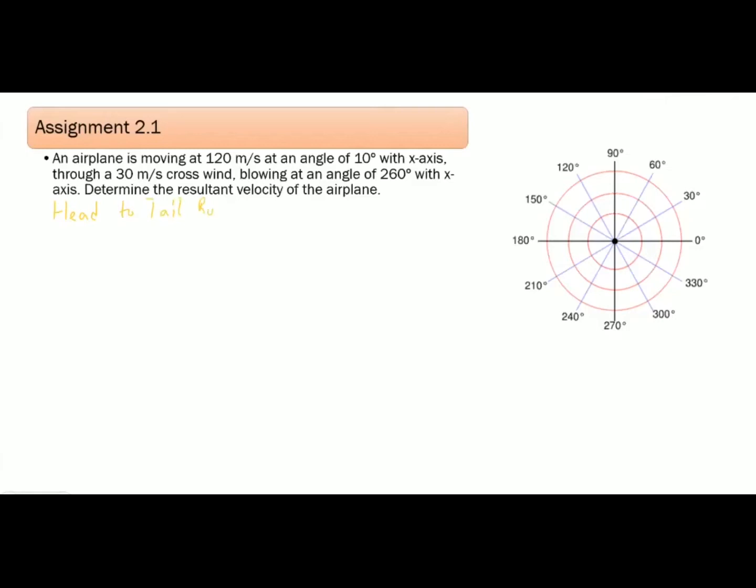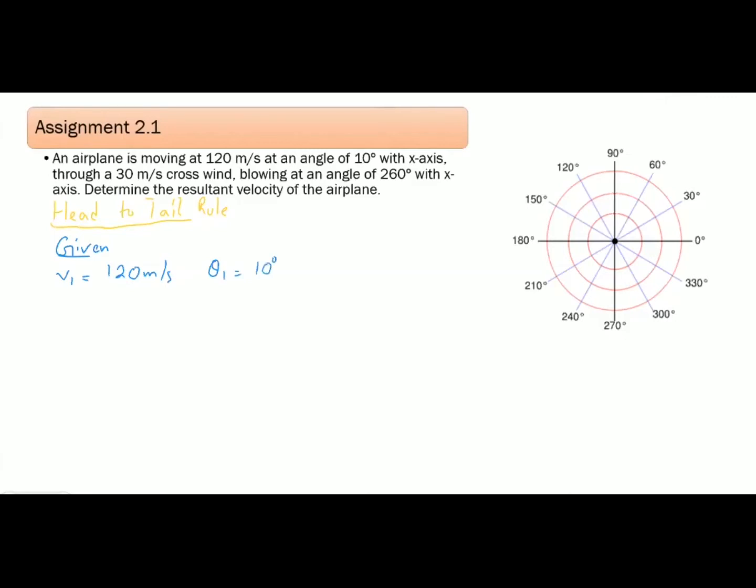First of all, we will write down the data that is given in the question. So the things that are given in the question are, first of all, the airplane is moving at the velocity of 120 meters per second at an angle of 10 degrees with x-axis. So the velocity v1 is equal to 120 meters per second with an angle theta 1 that equals 10 degrees with x-axis.